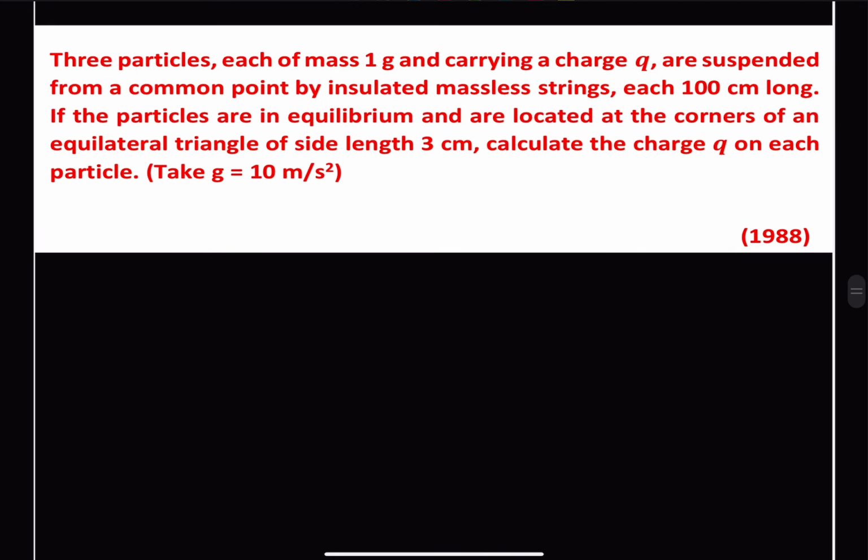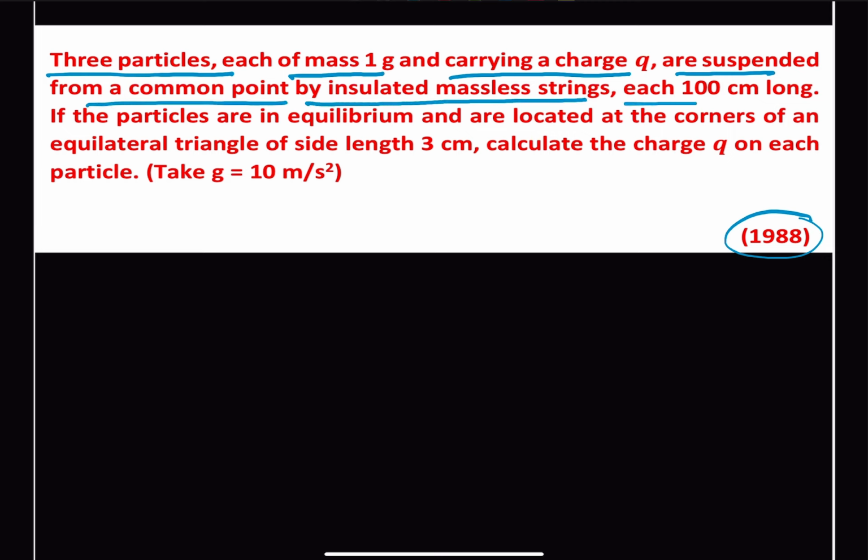It states that the three particles... it was asked in 1988. Three particles, each of mass 1 gram, carrying a charge Q, are suspended from a common point by insulated massless strings, each 100 centimeter long. If the particles are in equilibrium and are located at the corners of an equilateral triangle of each side 3 centimeter, calculate the charge Q on each particle.